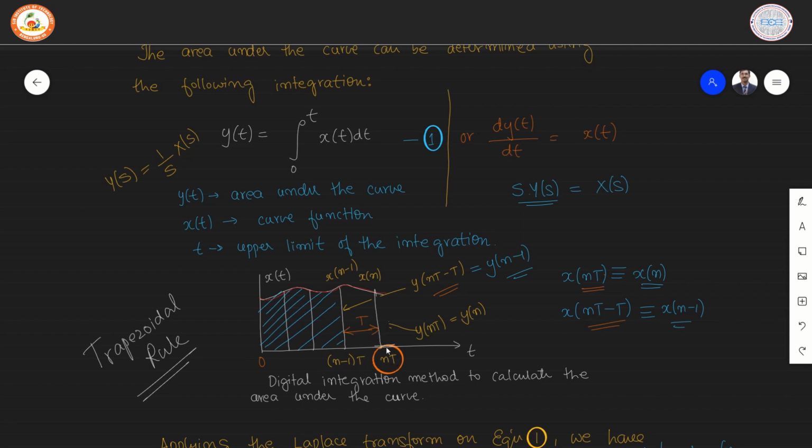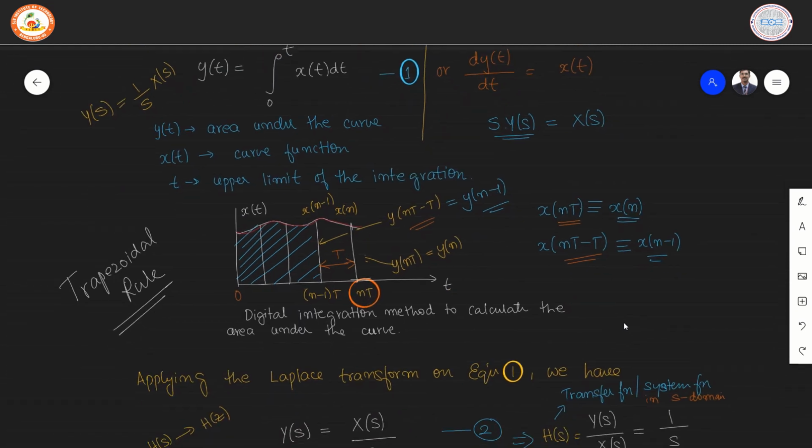The amplitude at that time, nT, is denoted as x(nT), which could be approximately written as x(n). Similarly, the amplitude at the instant (n minus 1) times T is x(nT minus T), which could also be expressed as x(n minus 1).